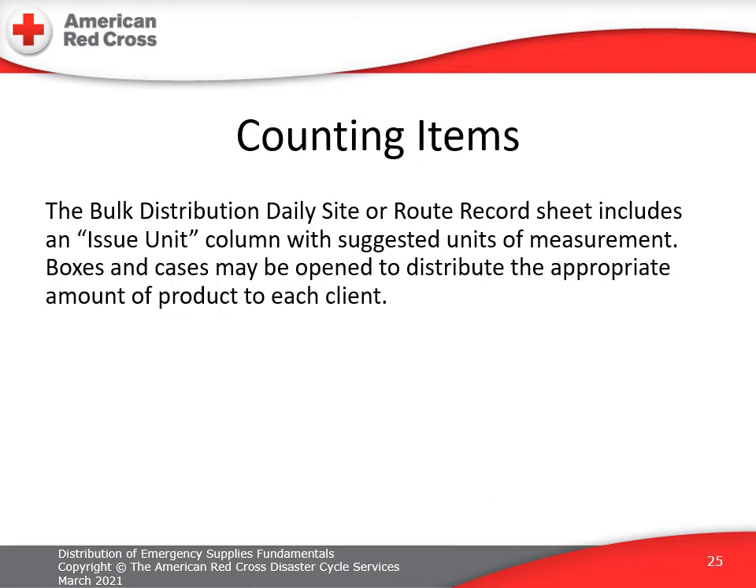The bulk distribution daily site or route record sheet includes an issue unit column with suggested units of measurement. Boxes and cases may be opened to distribute the appropriate amount of product to each client. For example, a box of 20 loose batteries is opened and issued as 1 unit for each battery to accompany a flashlight. More than 1 unit may be issued to a client to ensure they have enough batteries to power the flashlight. Also, issuing 2 or 4 batteries for each client may be the most appropriate since the batteries typically accompany flashlights that require 2 batteries.